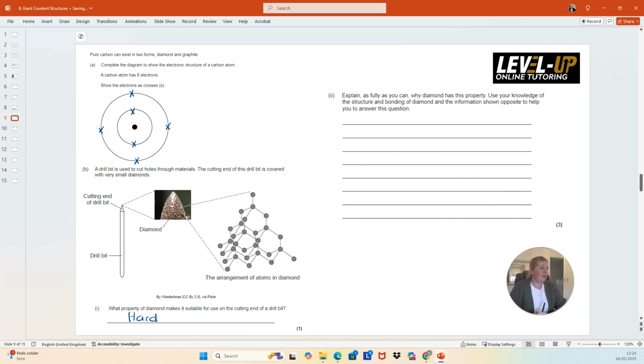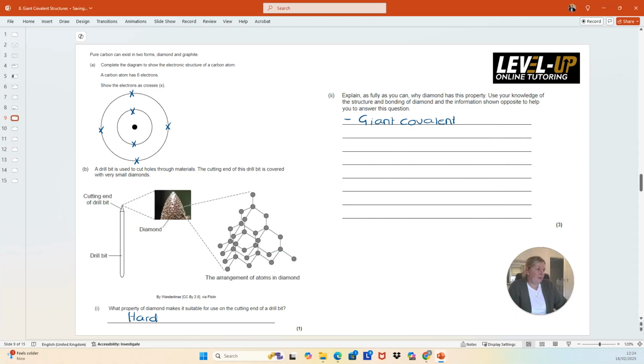And then this question says explain as fully as you can why diamond has this property. So why is diamond hard? Use your knowledge of the structure and bonding and the information shown opposite to help you answer the question. So we're going to talk about the fact, first of all, for marking point 1, that it's a giant covalent structure.